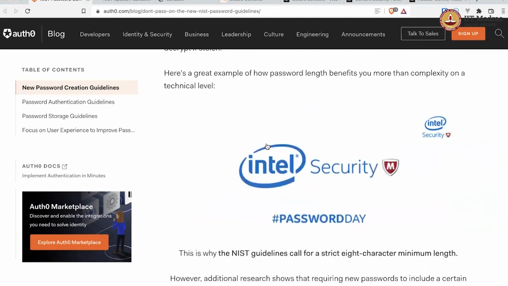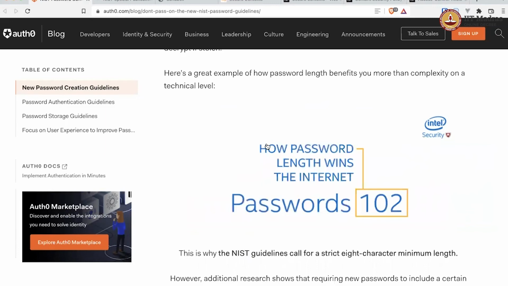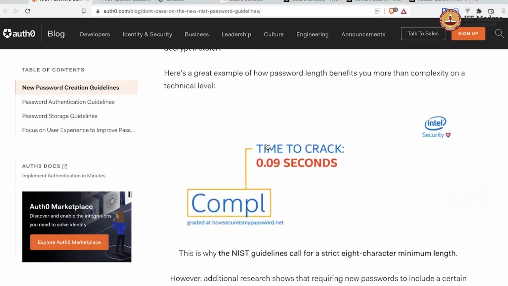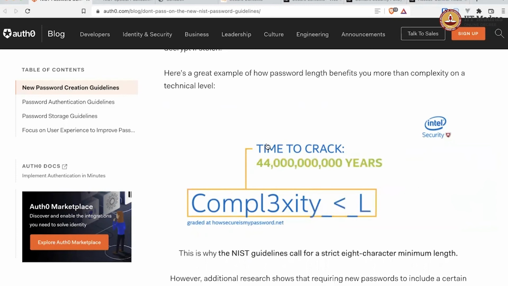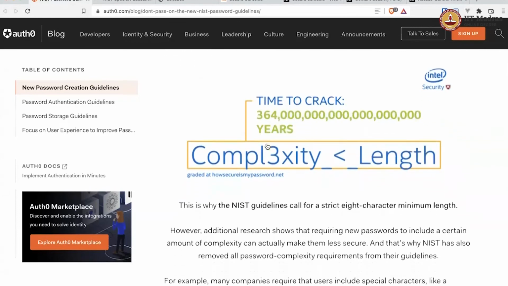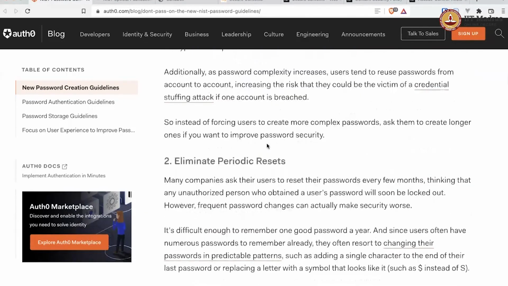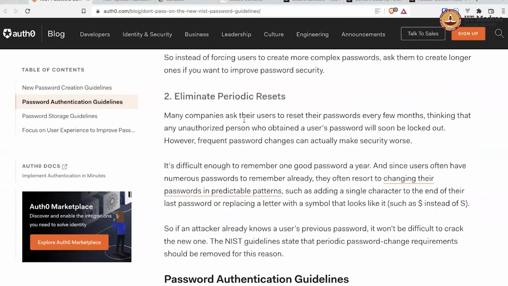Whereas it doesn't matter whether you use uppercase, lowercase, special characters, and so on, right? All that does is it makes it very hard for a human being to remember the password, right? And it actually increases the chance that they will just write it down, right? Even things like periodic resets, you have to change your password every 3 months, right, is ridiculous, because what ends up happening is people forget passwords, so they are forced to write them down.